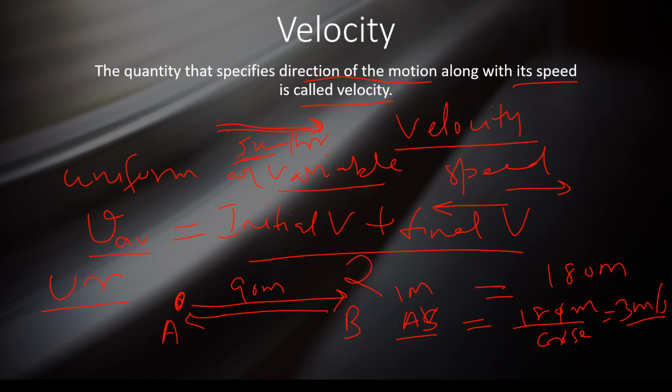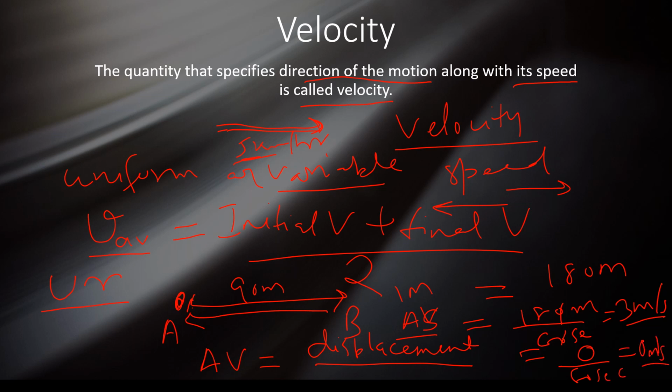Now what is the average velocity for it? In velocity, we specify direction also, and we take the initial position and the final position. We take the displacement, not the distance. And here the displacement is 0, since he comes back to his final position. From here to here the displacement is 0. So average velocity is 0 meter per second. I hope you understand the difference between speed and velocity.